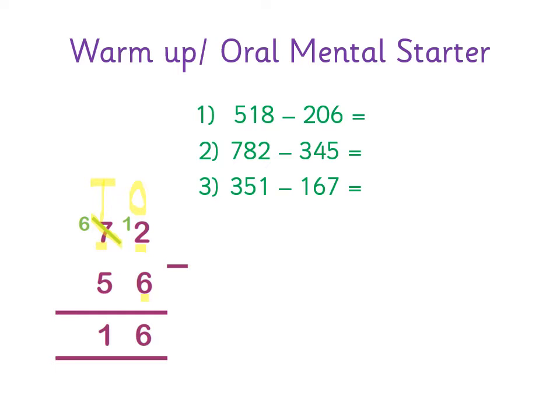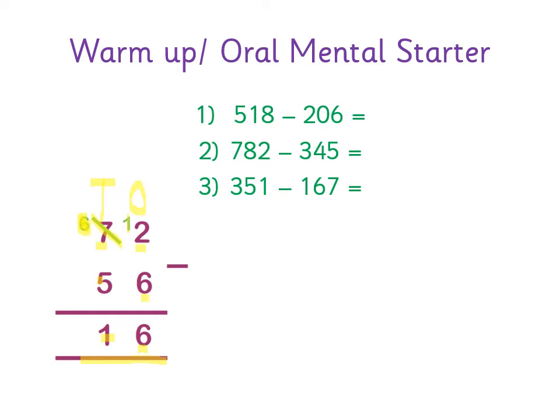I'm going to exchange 10 and bring it across to my 1s column, which then leaves me with 10 less of 70, which gives me 60. So I put my 6 there. Now I can do 12 take away 6, which gives me the answer of 6. Now going across to my 10s, I can do my 6 subtract my 5, which gives me 1. So 72 subtract 56 gives me the answer of 16.